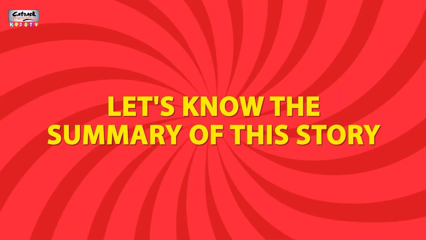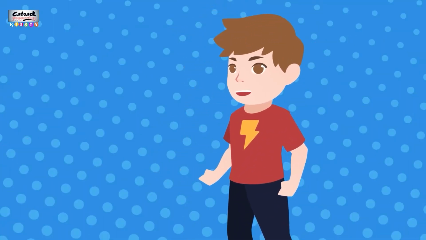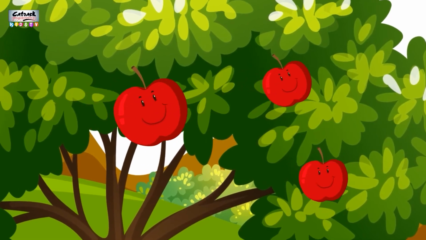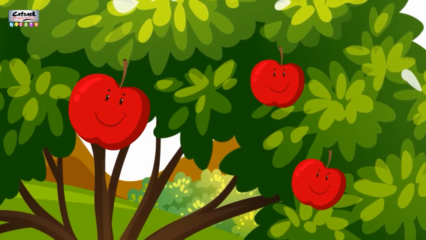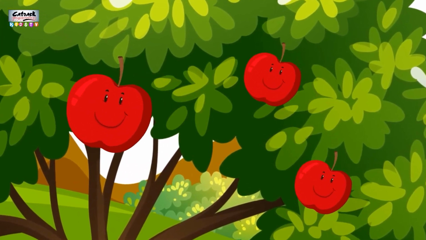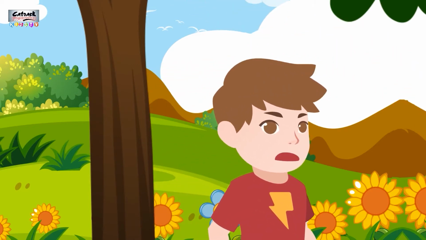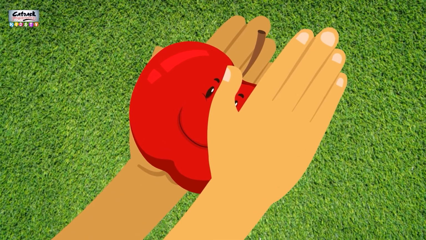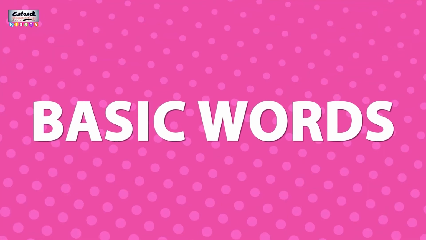Let's know the summary of this poem. This poem is about a little boy. He thinks if he were an apple, he would not like to keep swinging on the tree. According to him, it would be of no use. Further, he wishes that he would like to fall down on a nice boy and he would say, eat me, my boy. Let's know basic words and their meanings.